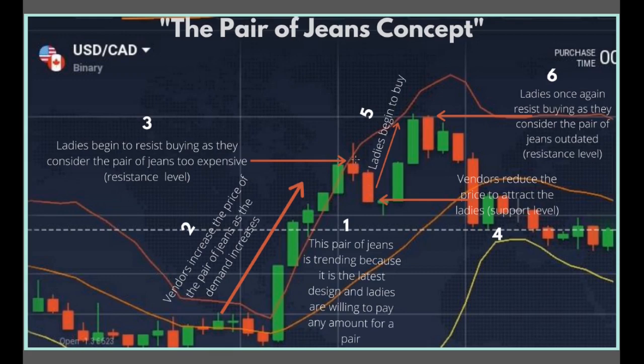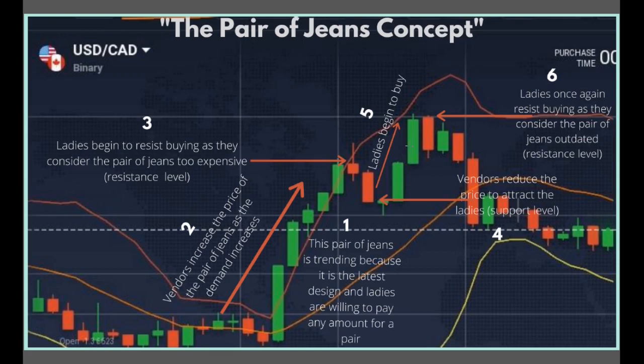You can see the resistance level over there. The ladies stopped buying there, and so the vendors dropped the price back to the support level. Because the price became very attractive to the ladies, the low pricing stimulated or triggered a series of buying episodes. You can see it triggered the buying move from that support level, and the ladies started buying.